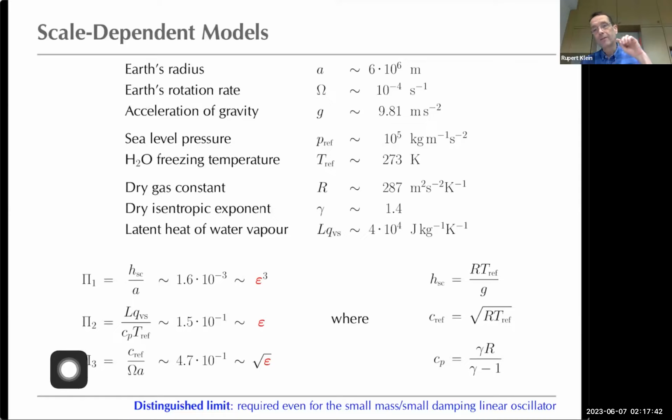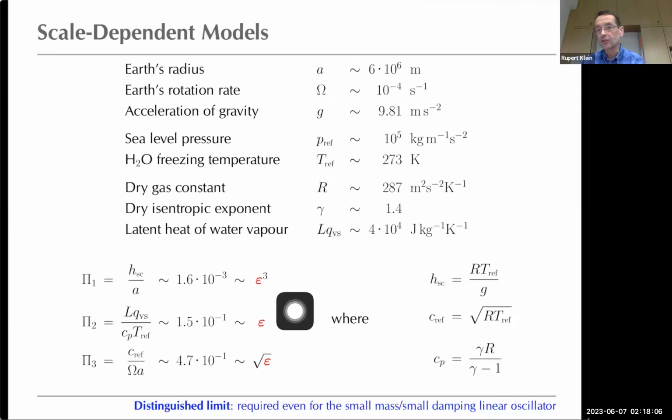What exists is different limits depending on how you approach the origin in the space of the small parameters. And that forces you to pick what are called distinguished limits, or coupled limits between the parameters, and then study how the system behaves when you move this remaining parameter epsilon into the origin.